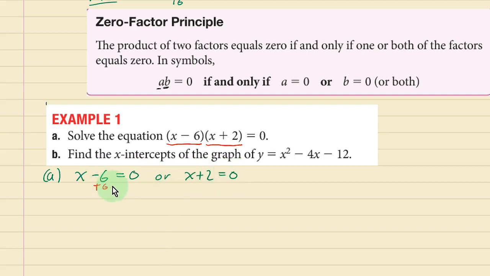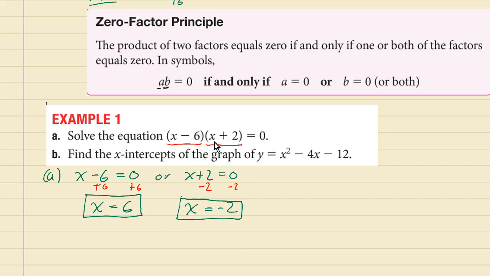And so you can add 6 to both sides of this, so you can see that x equals 6 is what will make that first factor 0, so that will be a solution. And with this one, just subtract 2 from both sides, and you see that x equals -2 is what will make the second factor 0. So this has two solutions, two values of x that make this work.